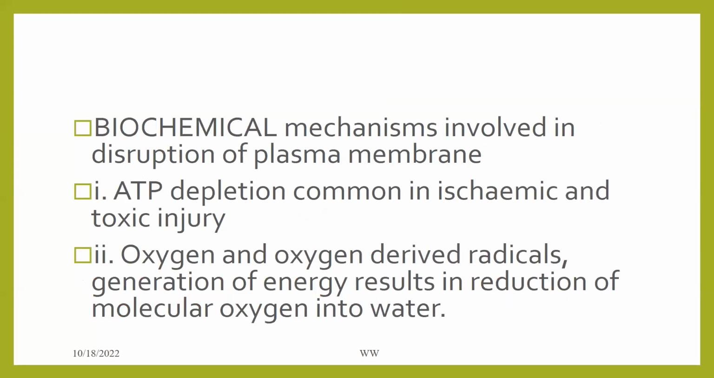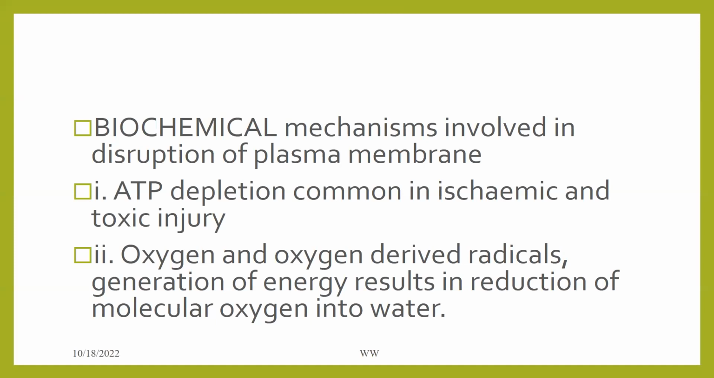What are some of these biochemical mechanisms involved in the disruption of the plasma membrane? Depletion of ATP. ATP is required, production is an active process. It is required to maintain a plasma membrane. It's a common effect in ischemic and toxic injury. Why? Oxidative phosphorylation can't happen, and therefore there's reduced ATP production.